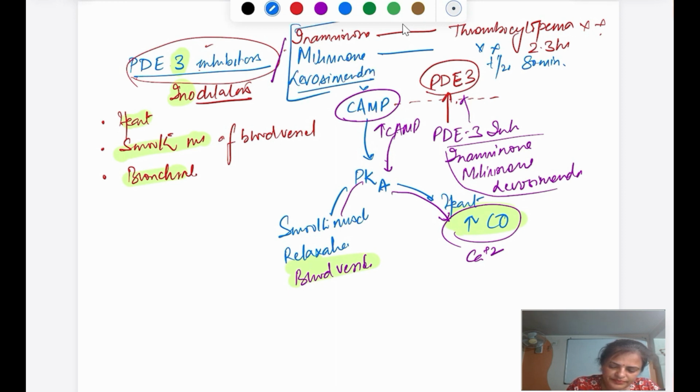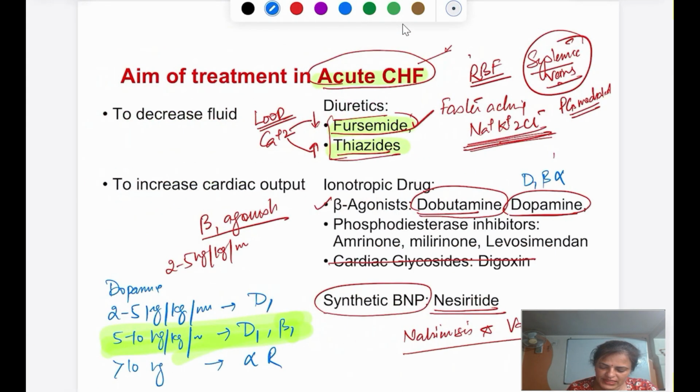लिवोसिमेंडन. Now here what I want to say, the important thing is this drug we give by IV route. They are short acting, half life देखो, they are short acting. So where will they be used? They will be used in acute heart failure. Same if I take dobutamine and dopamine. Dopamine we give by continuous infusion. Its half life is so short. So all these drugs, the beta 1 agonist drugs and phosphodiesterase inhibitors, we are going to use in acute heart failure.